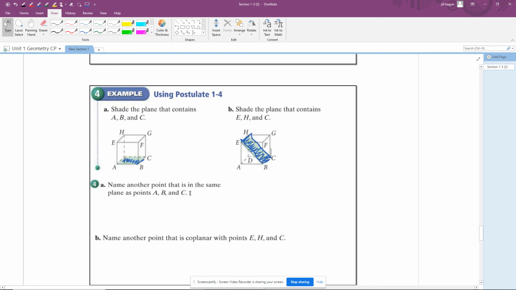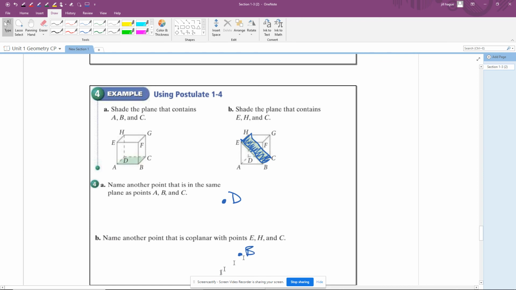All right. Name another point that is in the same plane as points A, B, and C. Okay. So the other point, kind of hidden in my drawing, is back there, point D. So the other point that's on that plane is point D. That's how we would write that. Name another point that's coplanar, right? Meaning on the same plane as EHC. So this would be point B.